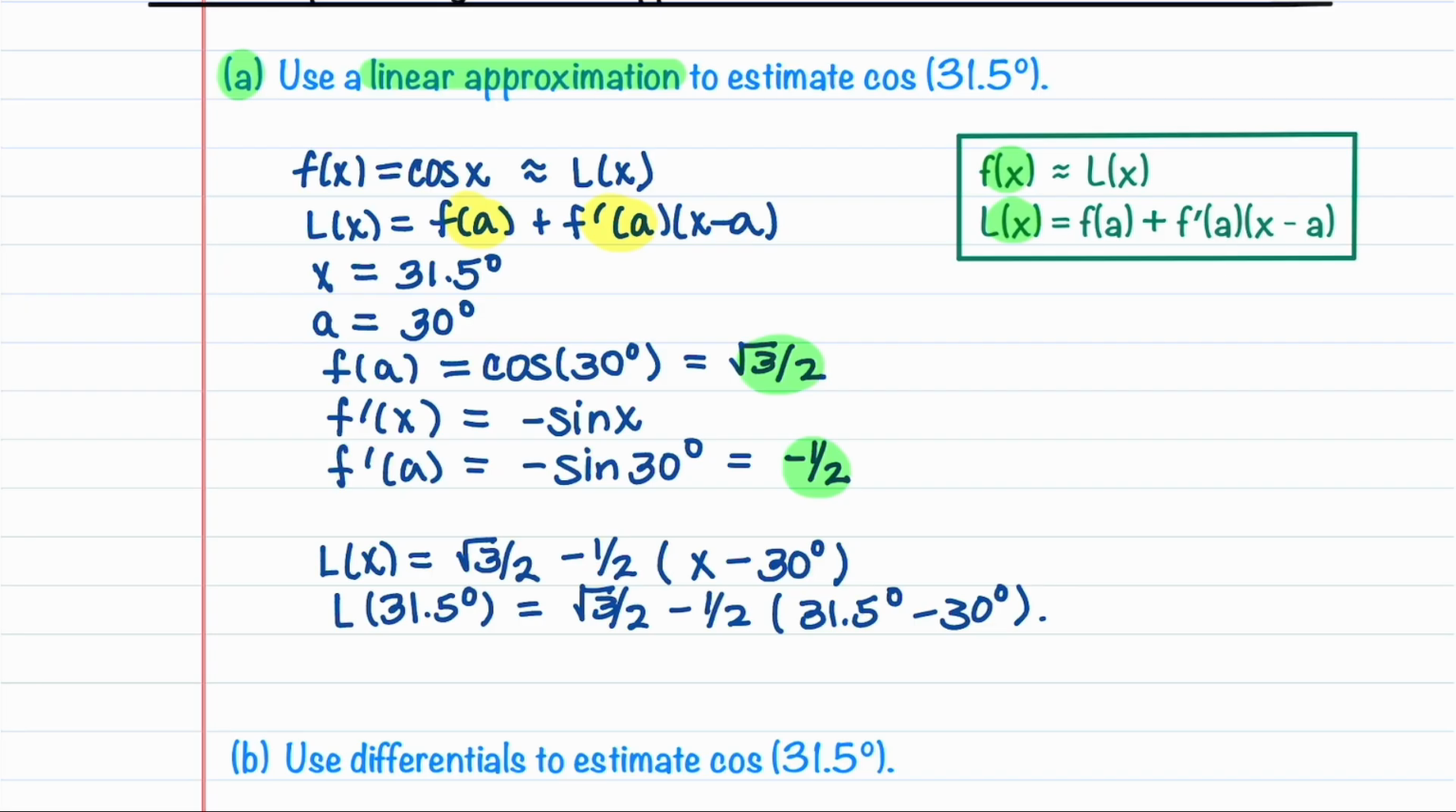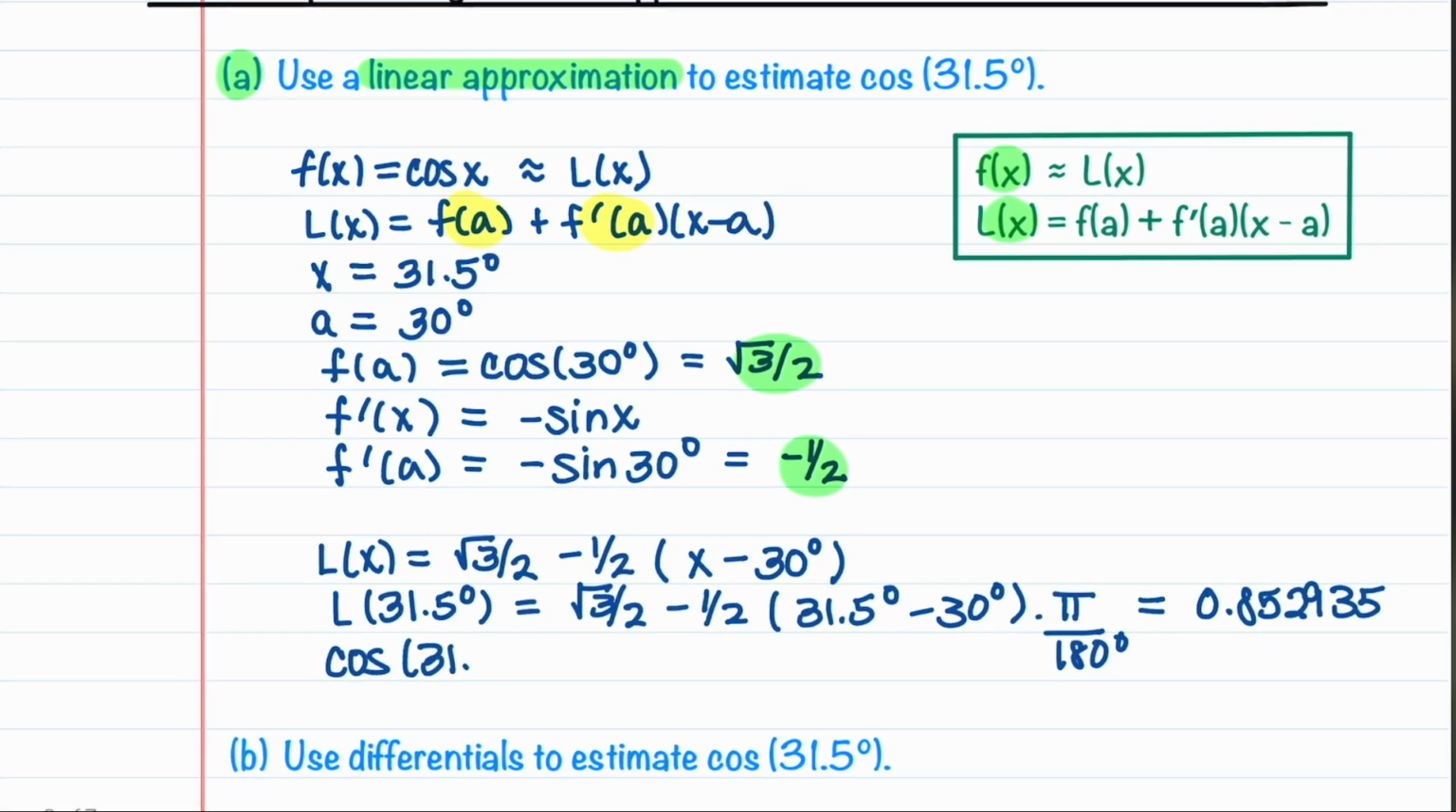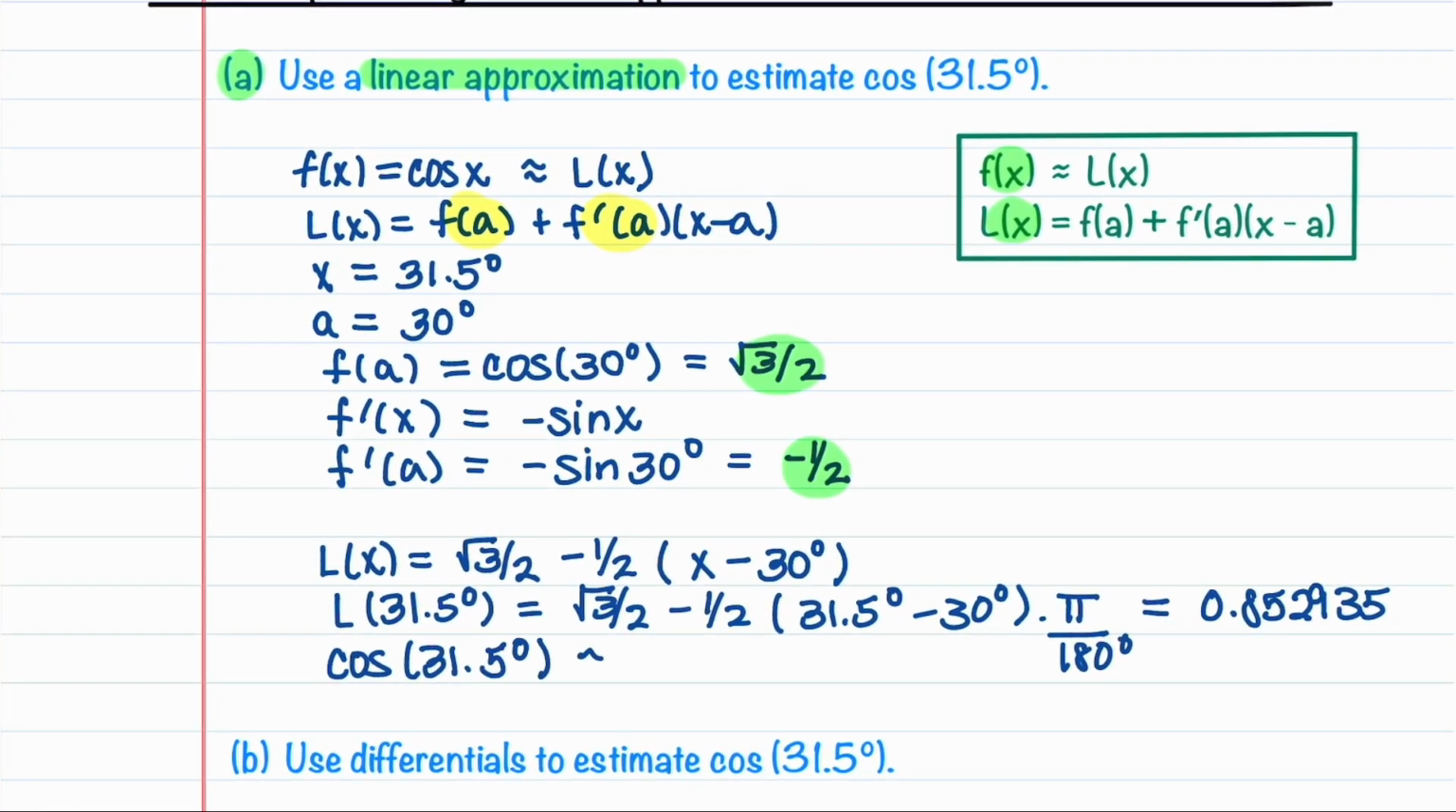Now here's where students usually get confused. We cannot have degrees in our answer. Instead, we need to work with radians. So we have to multiply this by pi over 180 degrees. This answer then is equal to 0.852935. So we can say that cosine of 31.5 degrees is approximately 0.852935.